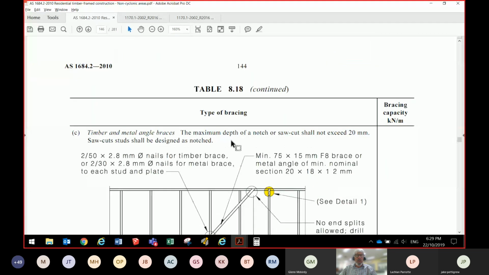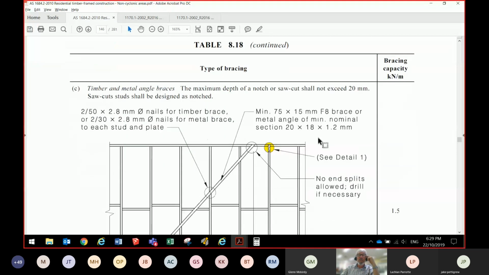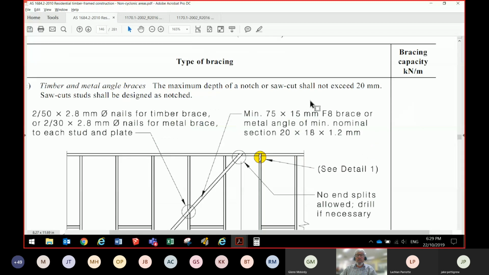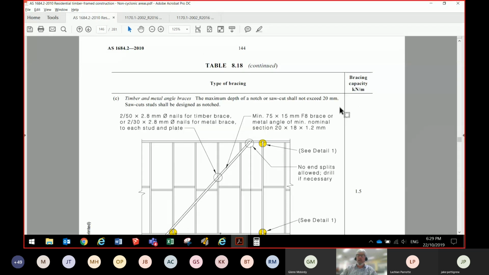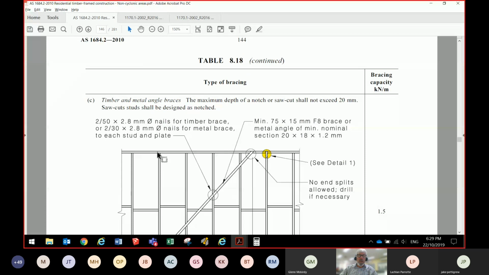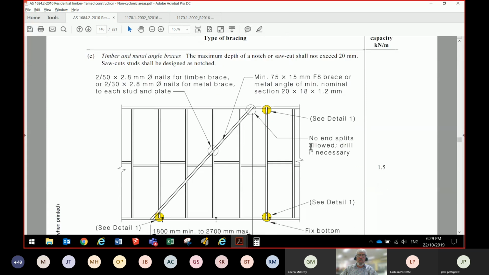So here's what I want to spend a little bit of time looking at. I won't spend much time now, but I want to show you how specific this is. In this case, this is where you see your terminology starting to come through. You can see here that this type of bracing, which is a type C, timber and metal angle braces, if we build according to what's shown in this little table here, is going to give us a kilonewton strength capacity per meter. So that's per meter run of the wall of 1.5 kilonewtons. We're going to be able to achieve 1.5 kilonewtons as long as we do what's written here.